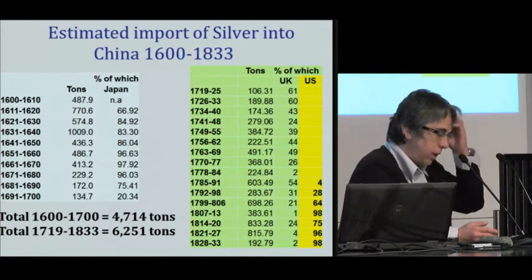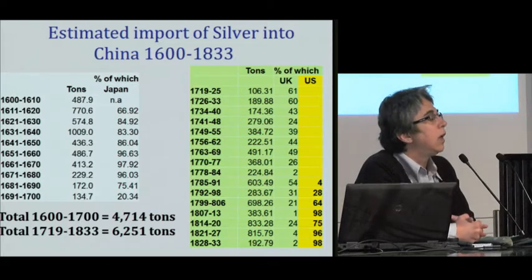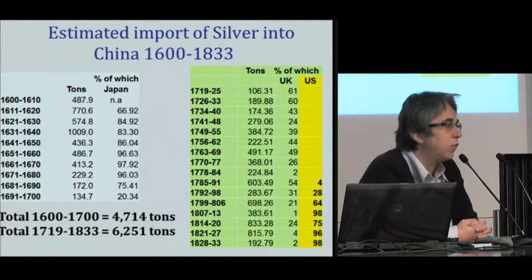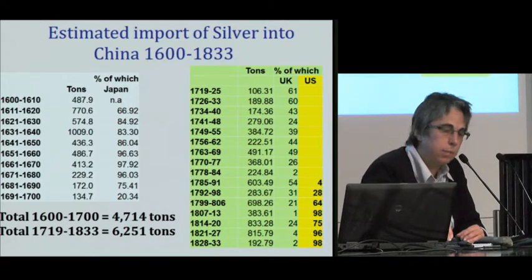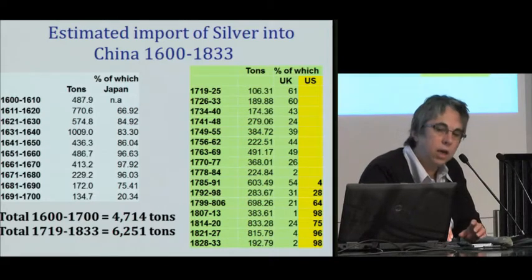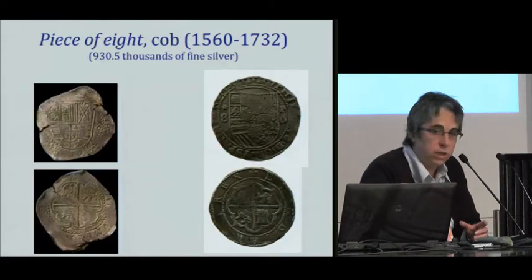In summary, we could say that in the 17th century, registered imports of silver into China were about 4,700 tons, which increased by 50% in the following century to 6,251 tons. We'll compare this with the volume of silver minted in Spanish America, not just produced, in a moment. But it is important to make distinctions about what silver was in Spanish America.